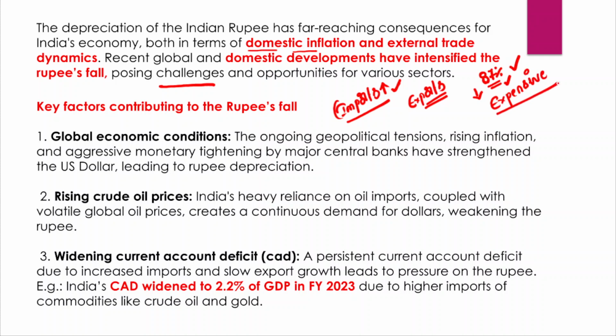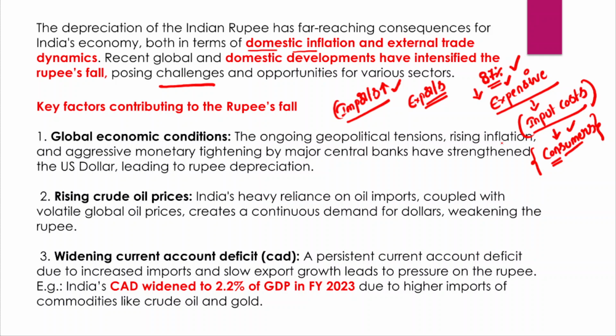So when imports become more expensive, don't you think that it would increase the input cost of companies, of the industries? Certainly it would increase the input cost on the industries. So now these industries would transfer those excess costs onto the consumers. So that's how inflation would increase, whether it is fuel prices or durables or any other products. So consumers would have to pay a higher amount of money because of the higher input costs, because of the depreciation of rupee. So I hope you have understood this.